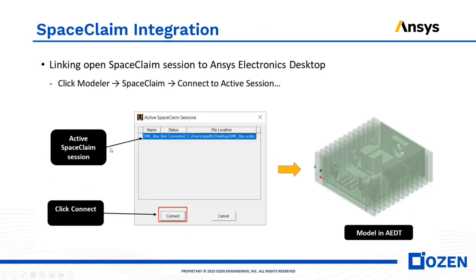And once we do that, the software will show us, hey, you have this SpaceClaim session open. You can see this is a SpaceClaim session that is now not connected. Do you want to connect your Icepak with SpaceClaim? If you click connect, immediately Icepak and SpaceClaim will be connected. Basically, what is going to happen is that you can modify your geometry in SpaceClaim, you can prepare the geometry in SpaceClaim, and you will see those changes in Icepak, right?